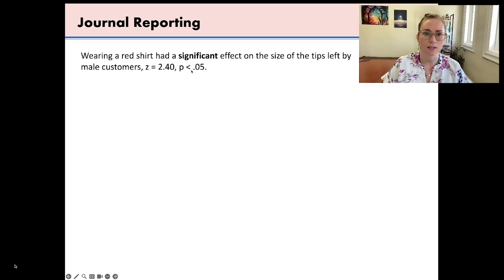But this P less than 0.05, this is our alpha level. This is our level of significance, where we're saying P, the probability, right? My probability was less than 5%. I was safely in the critical region. So whenever something is significant with an alpha level of 0.05 or 5%, we say P less than 0.05. We don't report the exact P value, even though you could look it up. We just say less than.